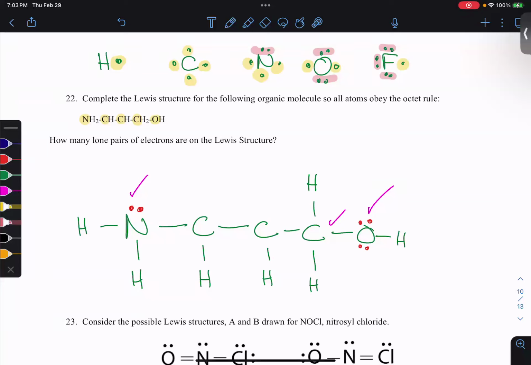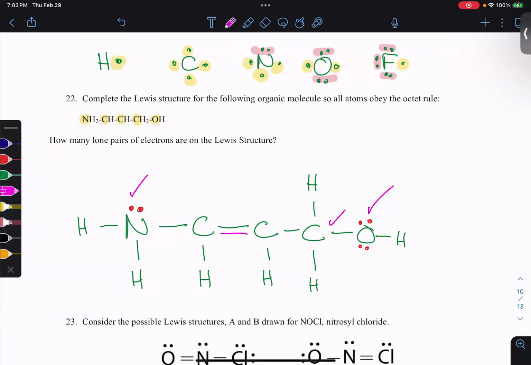But what about these 2 carbons? Are they good? No. So should I just add more electrons like this? No, that's not what the octet rule says. It says that carbon will always make 4 bonds. So the easiest way to do that is put a double bond between them.